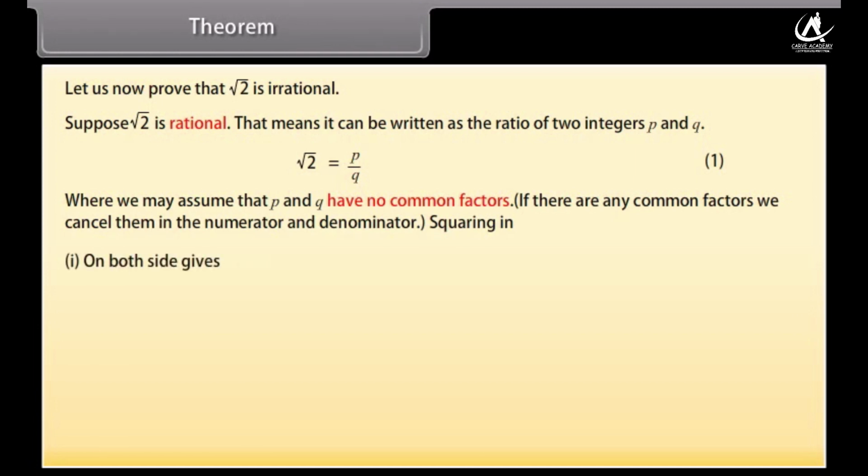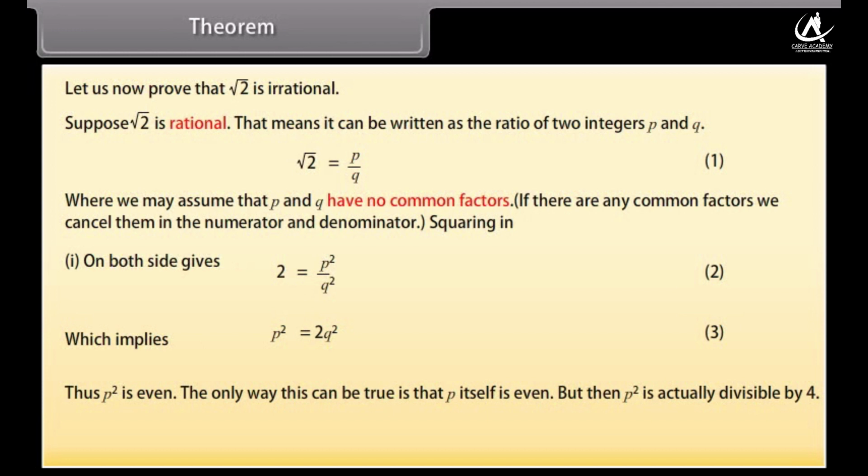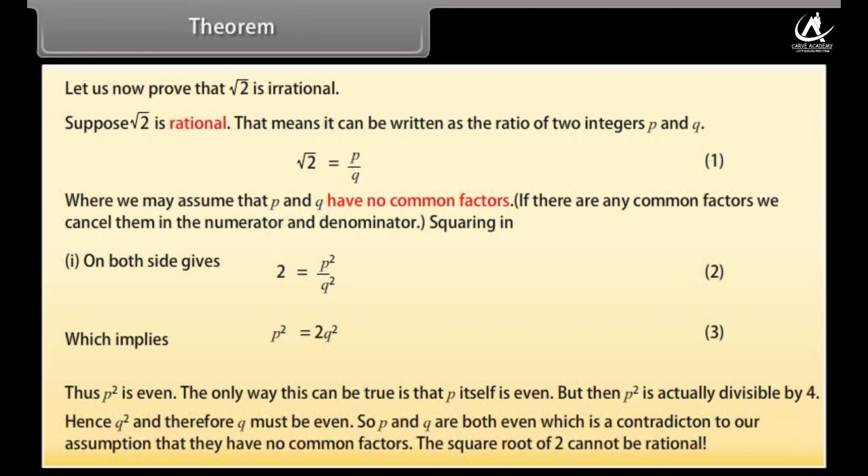Squaring both sides in 1 gives 2 is equal to p square upon q square, equation 2, which implies p square is equal to 2q square, equation 3. Thus, p square is even. The only way this can be true is that p itself is even. But then p square is actually divisible by 4, hence q square is even, and therefore q must be even. So p and q are both even, which is a contradiction to our assumption that they have no common factors. The square root of 2 cannot be rational.